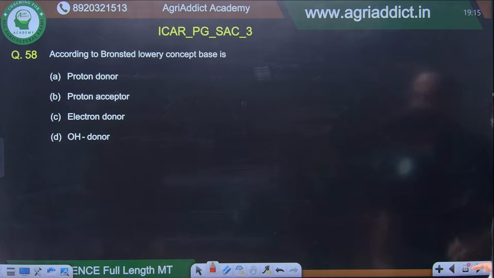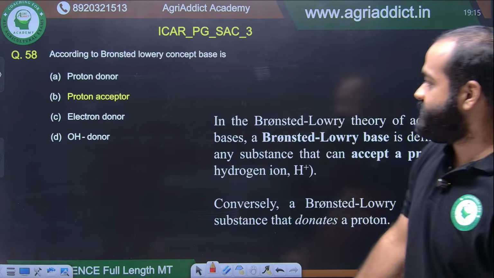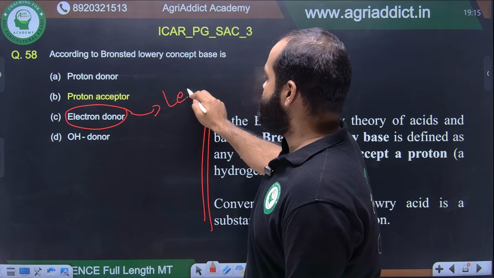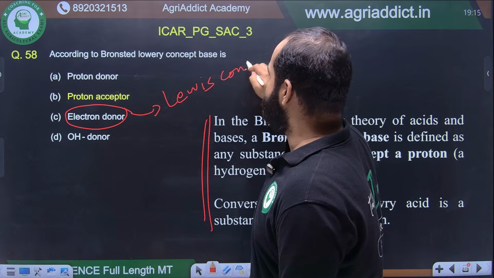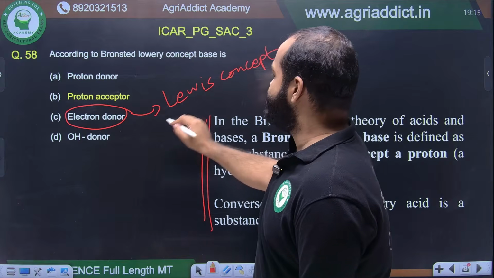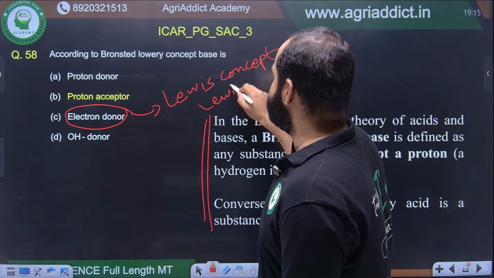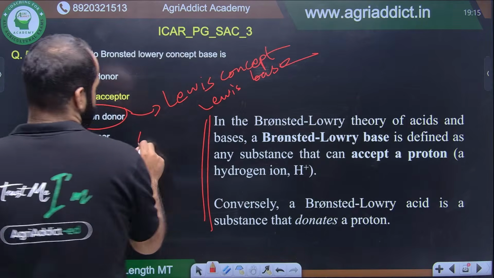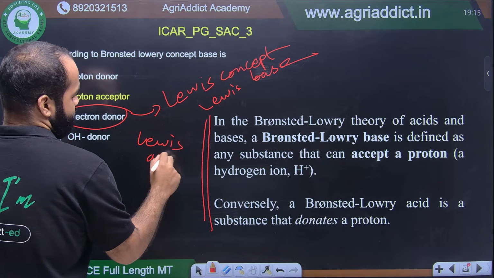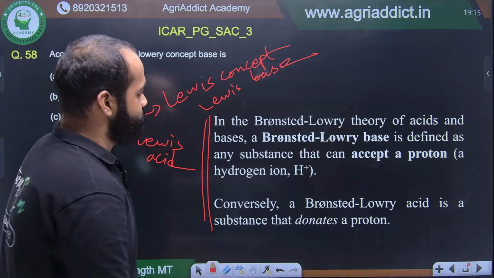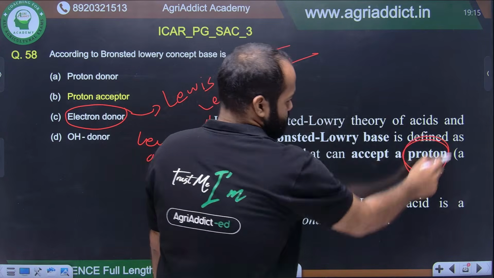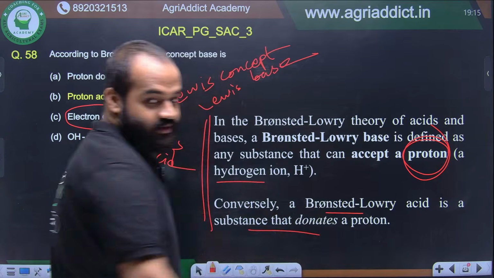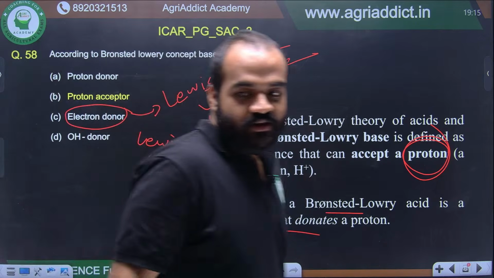All right, so Bronsted-Lowry concept, the base is a proton acceptor. और यहाँ पे जो electron का concept है, when it is electron, it is called Lewis concept. So Lewis concept में, if it is electron donor, it is called a Lewis base. If it is an electron acceptor, it is called a Lewis acid. And Bronsted-Lowry is defined on proton. So if it can accept a proton, that is a base. If it can donate a proton, that is a Bronsted-Lowry acid. All right, moving on.